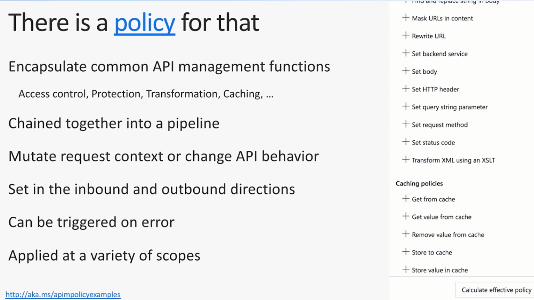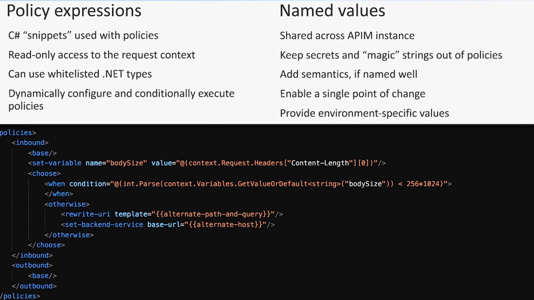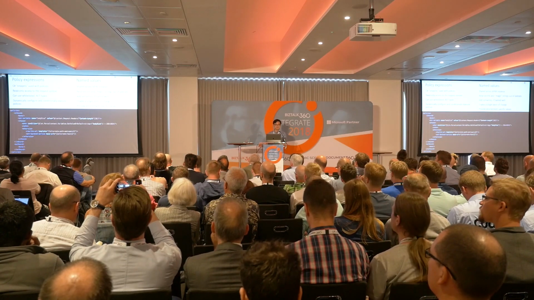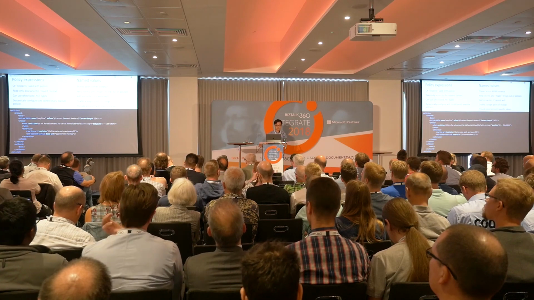So policies are very useful, but they become more powerful and flexible when used together with what we call expressions and named values. Basically, policy expressions are C# snippets that you can embed into your policies to dynamically configure and conditionally execute policies. And named values are properties or key value pairs which are shared across an entire API management instance. You can use them to keep secrets and magic strings out of your policies. And if named properly, they can also add semantics to your policies. And if you use the named value in multiple places, it enables a single point of change. And you can also use them to provide environment-specific values.